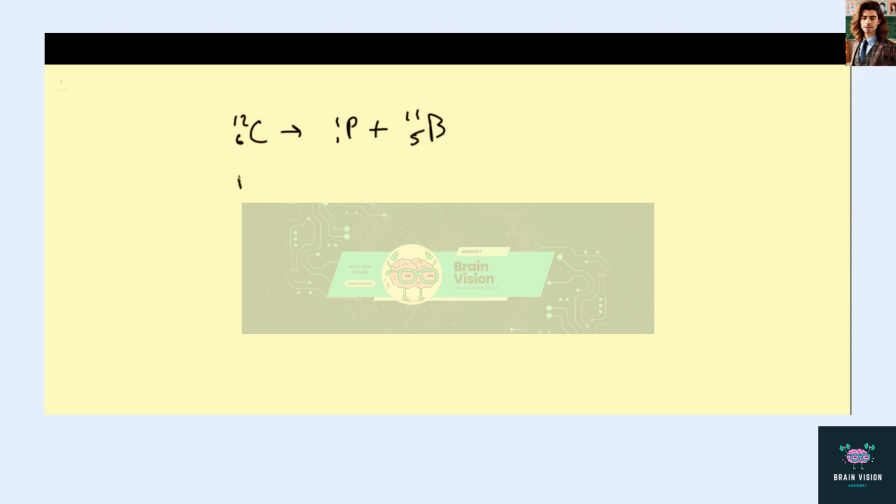Now, to calculate the energy required to remove this proton, we want to calculate the mass difference of the nuclei of each of these atoms, which is given by the mass of carbon-12 minus 6 times the mass of the electron. This is just subtracting off the electrons from the mass of the total atom. And now we want to subtract from this the mass of the boron nucleus, which is the mass of the boron-11 atom minus 5 times the mass of an electron. And the energy, of course, is proportional to the difference in mass times c squared.